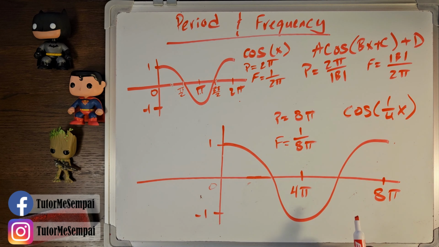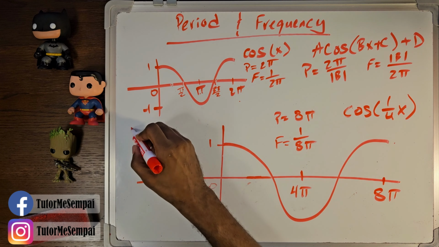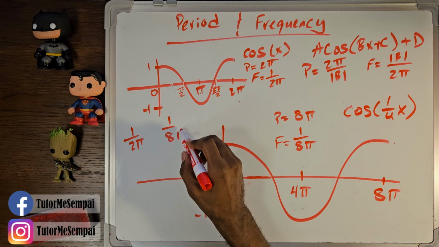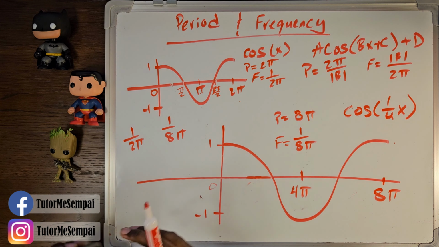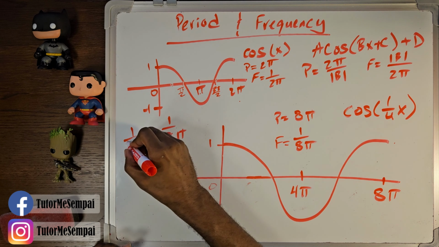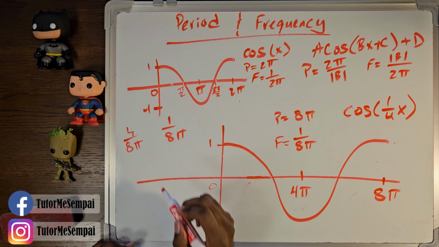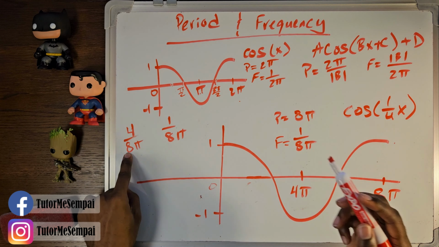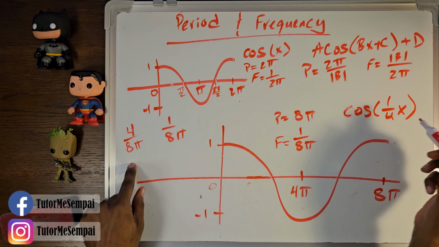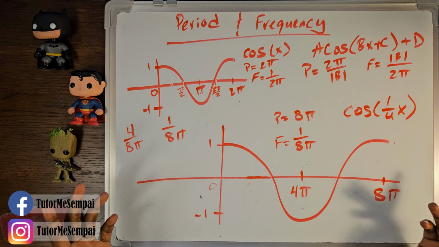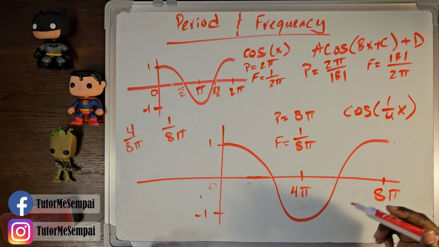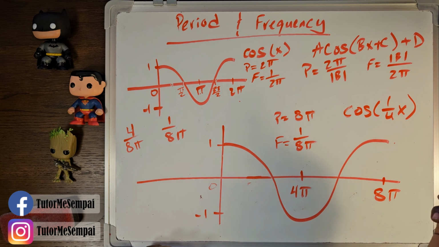So if we were to compare this cosine of 1/4 x to our basic, we had 1 over 2 pi frequency. This is 1 over 8 pi. That means in order to compare them on a like basis, we have to have 8 pi here, 4 up top. That means our original is going to be oscillating 4 times as fast as this new function here. So this is how you're going to be able to find your period and your frequency, and you can see how it's affecting your graph, and you can even see how you can use frequencies to compare your trig functions.